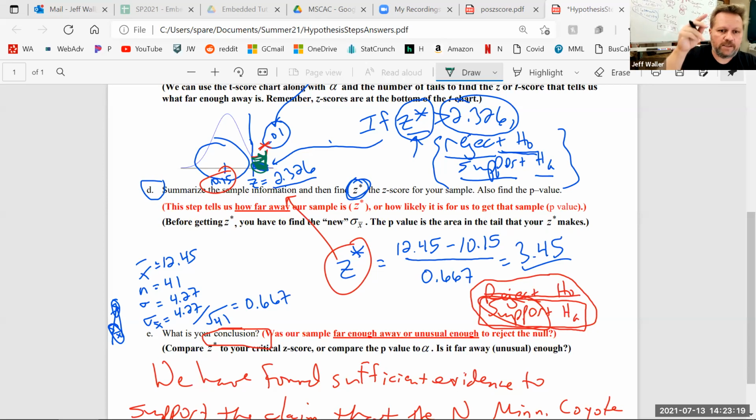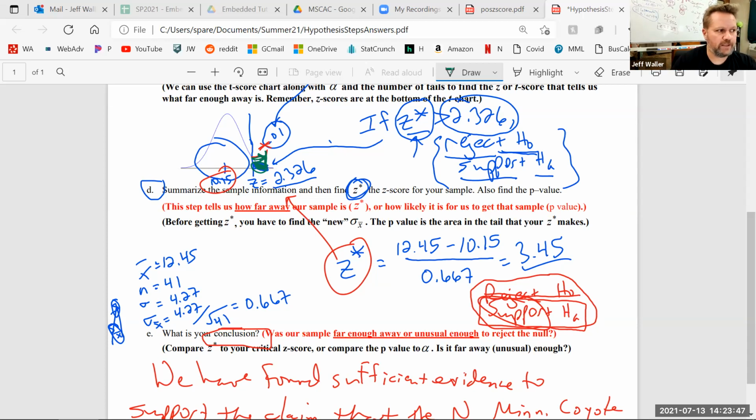And that's what a p-value is. It's just the probability that we got a sample where we did. So that's the technical definition. The p-value is the probability that you would get a sample as far away as you did. That's all it is. A more practical definition is it's the area in the tail of our z-star.